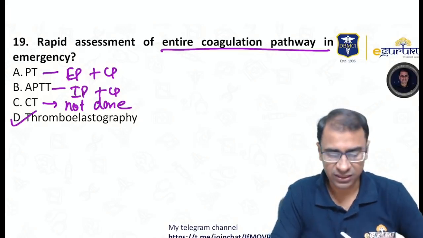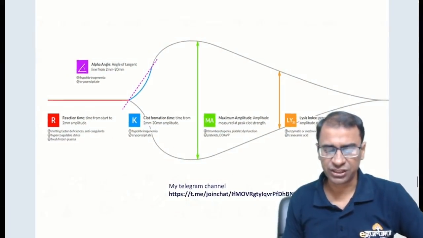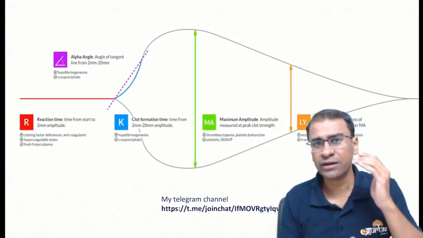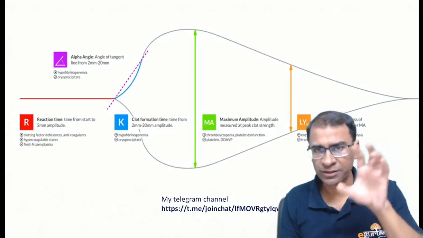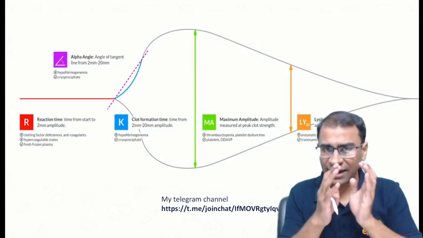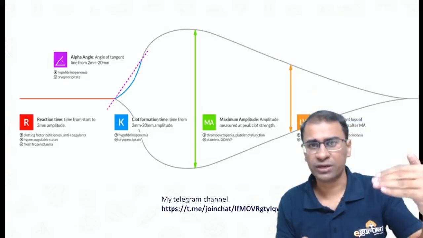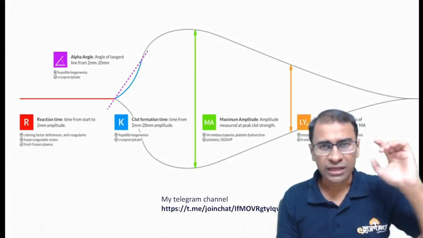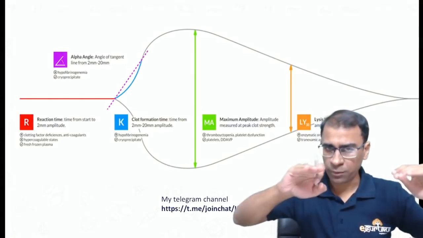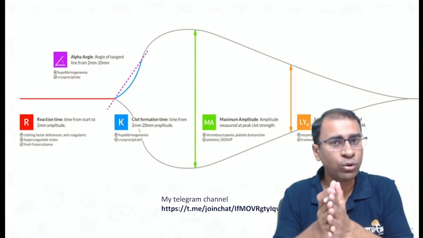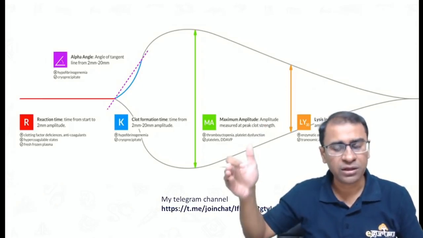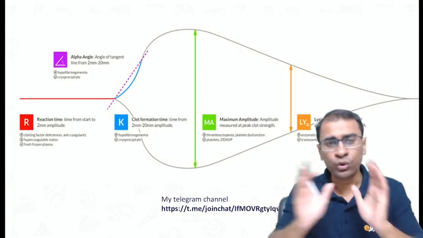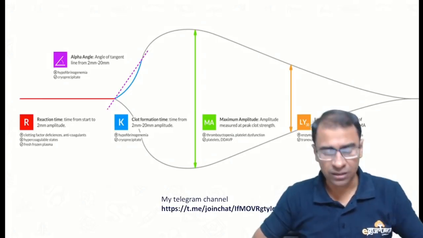Thromboelastography. What is it? Thromboelastography is basically an automated instrument in which you put the blood, and that instrument activates the clotting pathway. First, the clot starts forming. It measures the amount of time it takes to make the clot, and then after the clot has formed, it will lyse the clot. So the different time intervals are measured by the TEG.